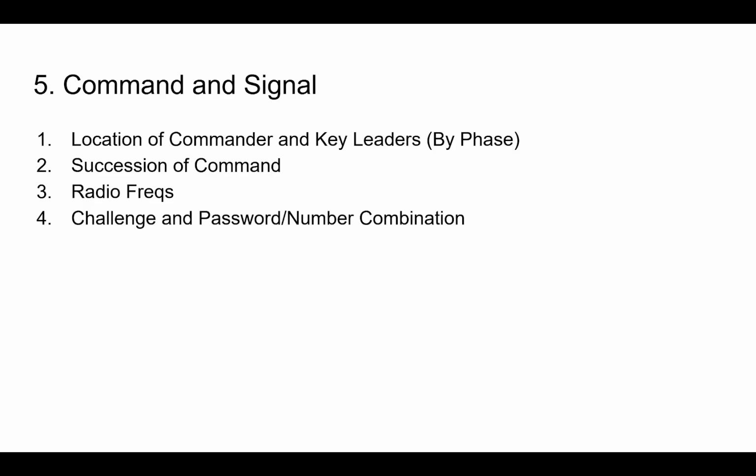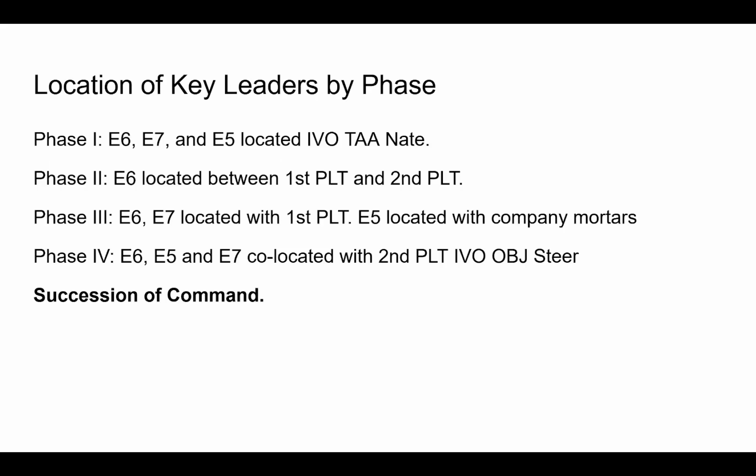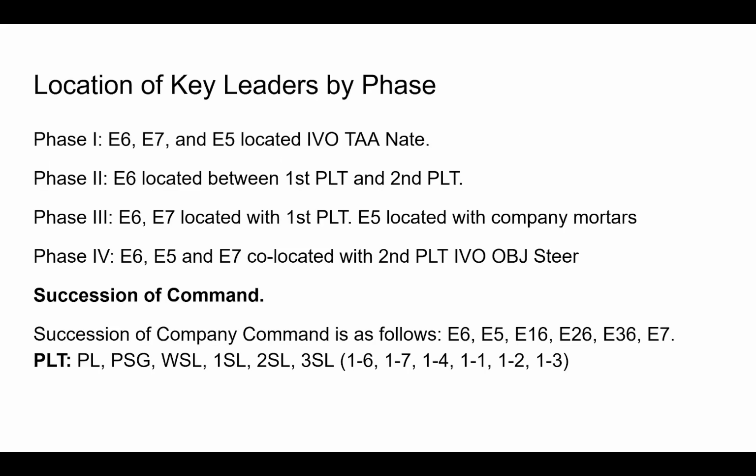The last paragraph is going to be the command and signal. So this is going to comprise of the location of the commanders by phase, the succession of command, radio frequencies, and then challenge and password and number combination if we choose to use it. So each phase is going to be listed out here. Like, hey, E6 in this case is the company commander, E7 is going to be the first sergeant, and E5 is the XO.